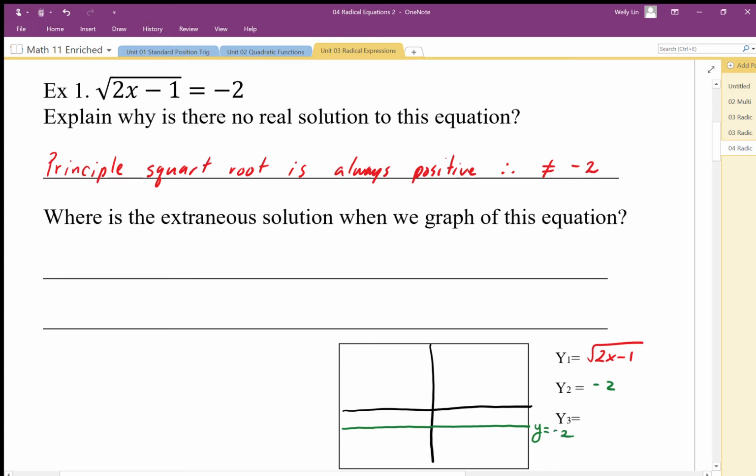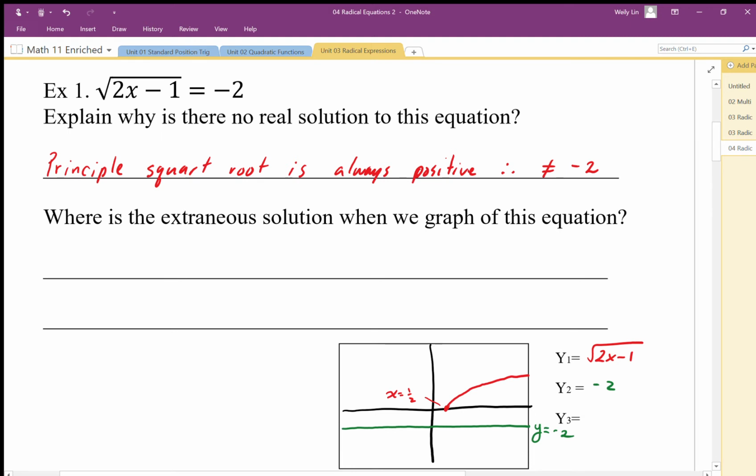When we graph the square root equation, remember the domain of this equation. The domain must start at positive 1/2, and we must have only positive values in the square root. So it's going to go to the right. We're going to start at x equals 1/2, and it's going to be a half parabola that looks like that.